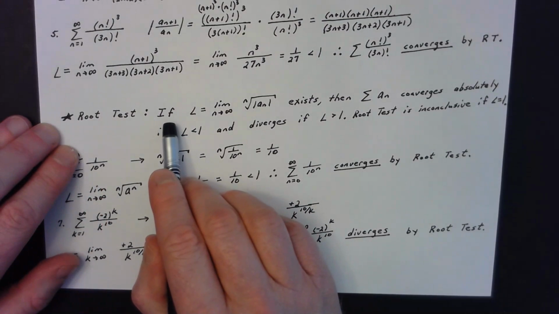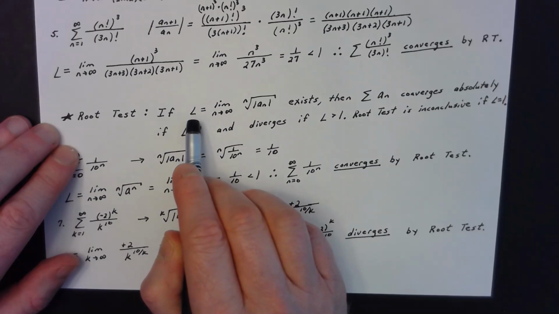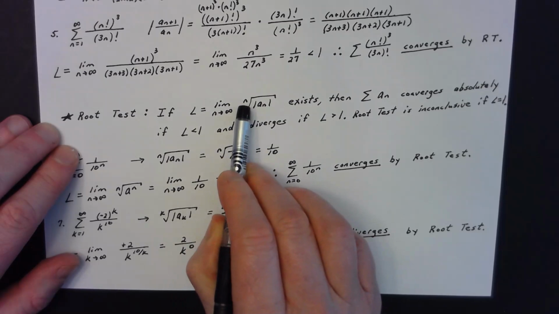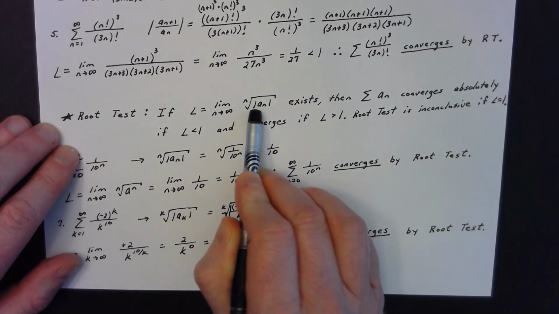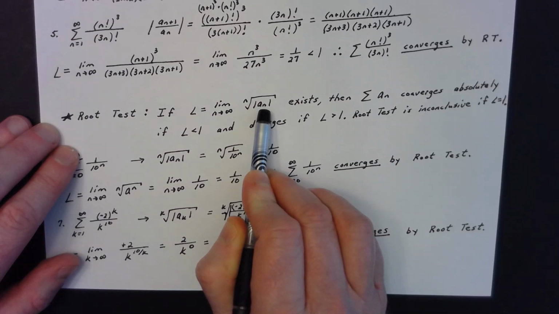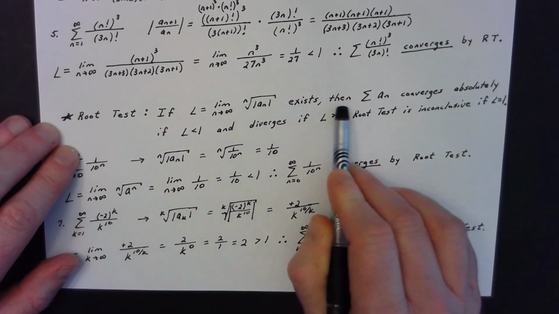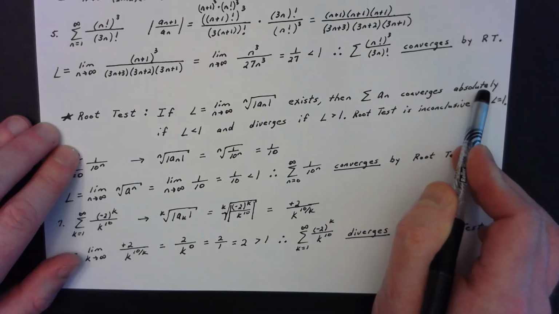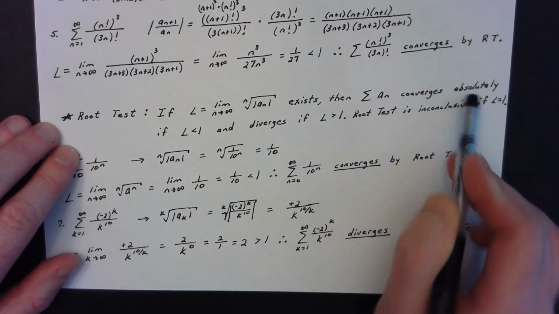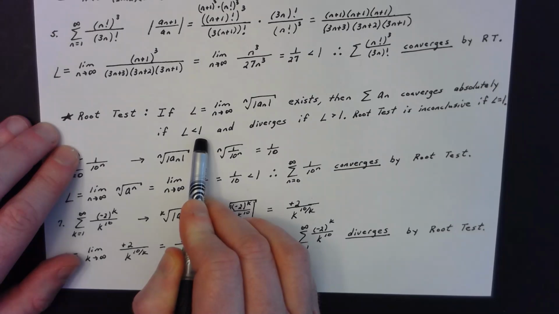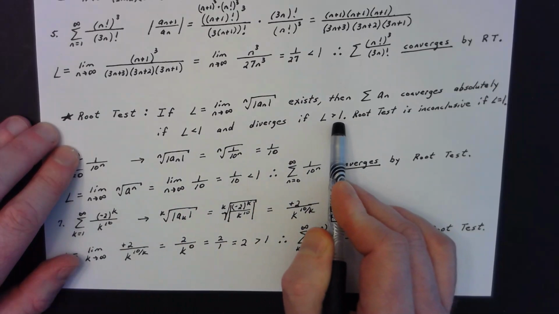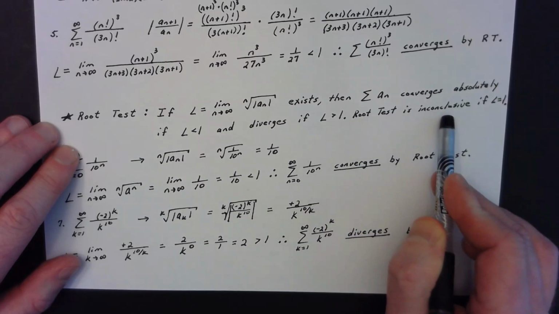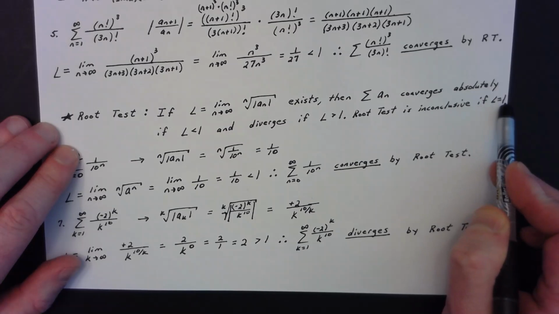What the root test is stating is that if you can take L, where it's the limit as n approaches infinity of the nth root of the absolute value of the a sub nth term, if that exists, then the series is going to converge absolutely. Now the decision choice is the same as the ratio test. It converges absolutely if L is strictly less than 1, diverges if L is strictly greater than 1. Just like the ratio test, the root test is inconclusive if the limiting value is 1.